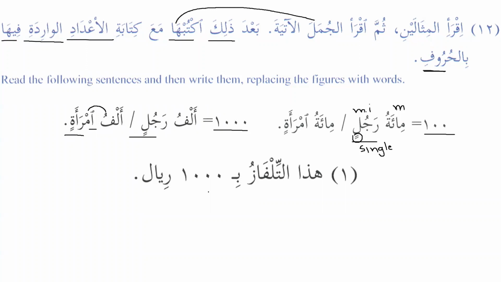Okay, هذا التلفاز be 1,000 riyal. So you want to say this television is 1,000 riyals. So how will we say هذا التلفاز بألف ريال, right? بألف ريال. This TV is 1,000 riyals. عندي $1,000. So how will we say عندي ألف دولار, right? عندي ألف دولار. And we know that عندي is ظرف plus مضاف إليه, so it is خبر, and ألف دولار is subject or مبتدأ.